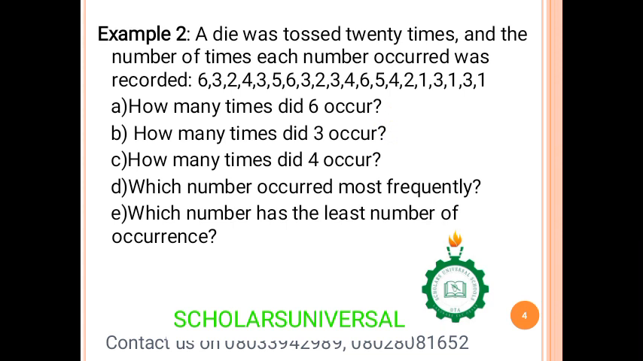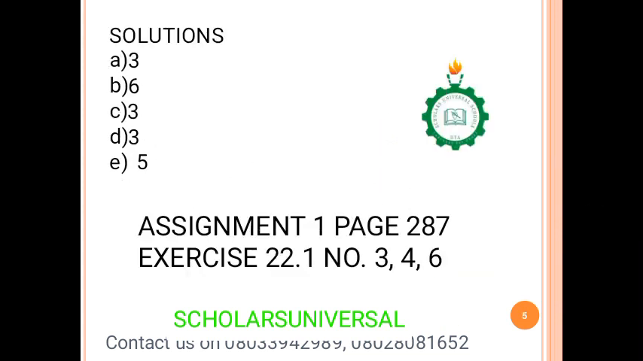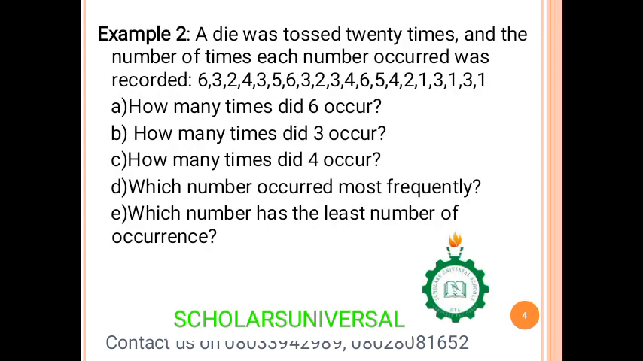Which number occurs most frequently? If you look at this very well, which one has the highest number of occurrences? That is 3. You can count the number of times it appears. You see that it is more than the other numbers because it appears 6 times. So out of 20, you already have 6 of its occurrence.